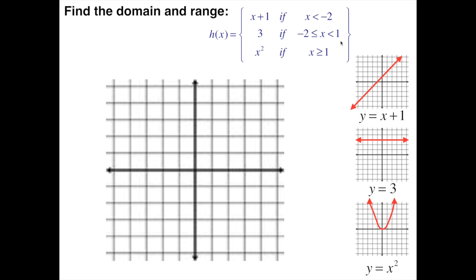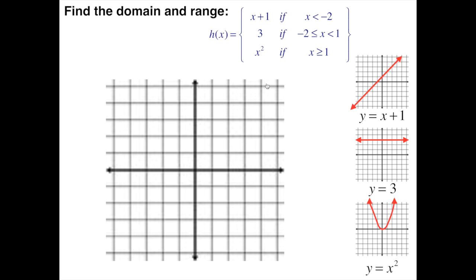Now, the difference is these are kind of our rules. If x is less than -2, so that means if it's anything over on this side, it's going to be this graph, x plus 1. It's going to look like this. But then in the middle of the graph, it's going to look like a horizontal line right at 3. And then on the right-hand side, it's going to look like x squared.